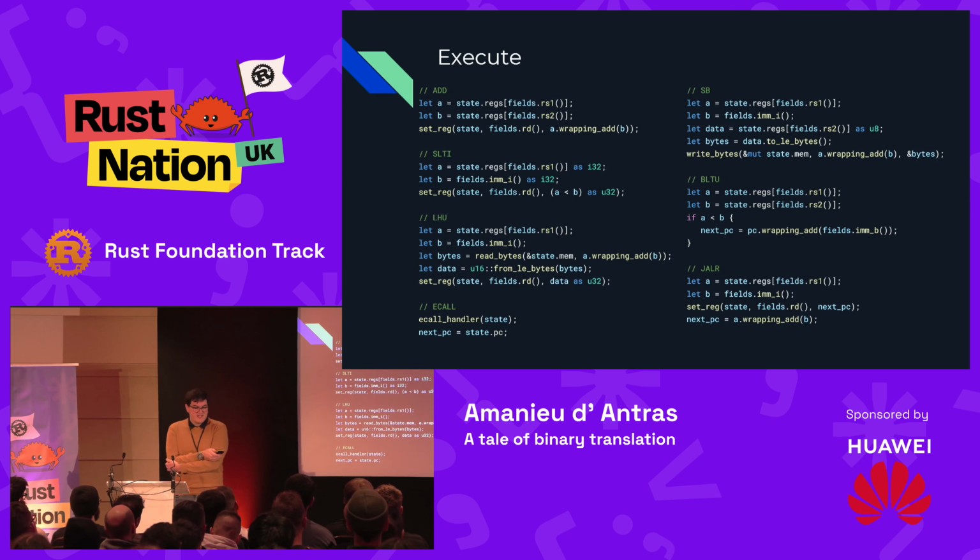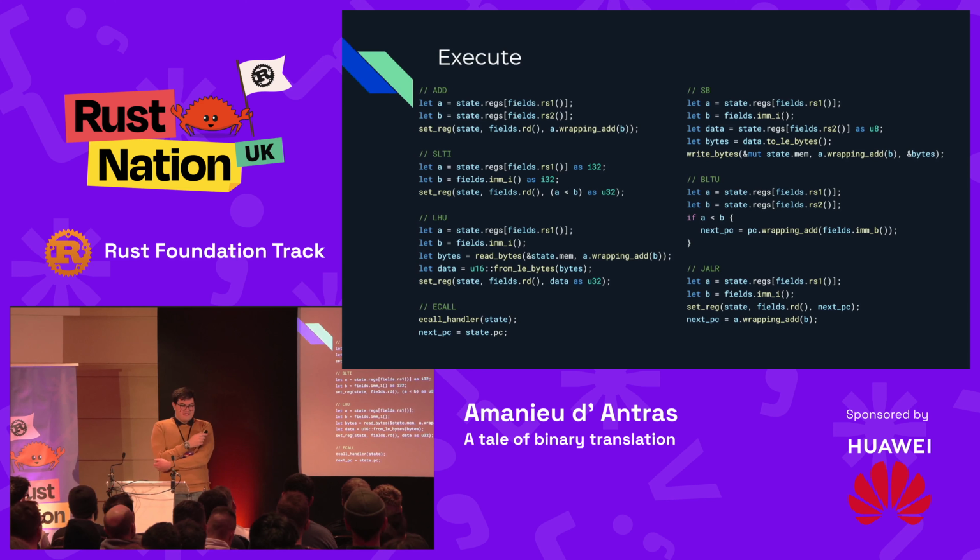So execution is also relatively straightforward. If we have an add instruction, we just read the 2 input registers from the state, add them together, and write the result to the destination register. setReg is a small helper function because remember, register 0 always has the value 0, so we need to not overwrite it.